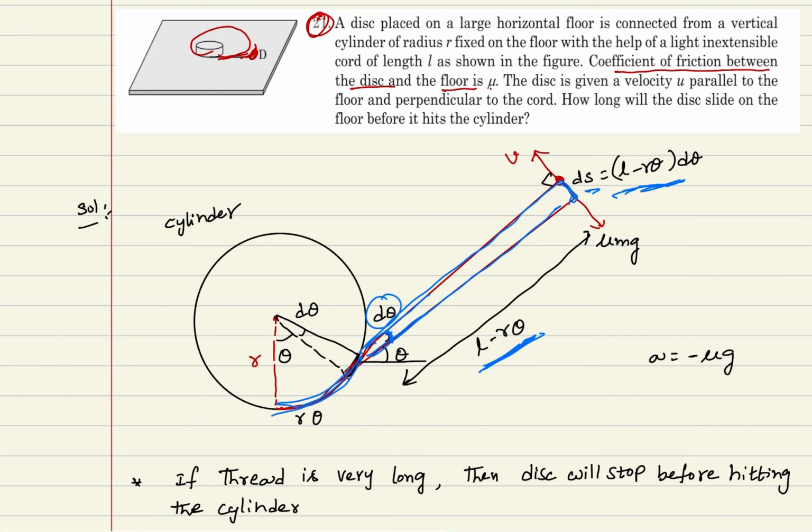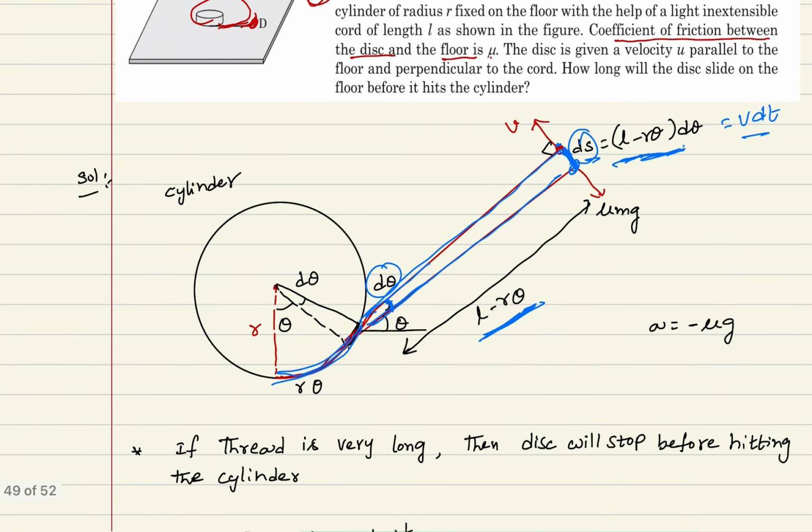This d theta, that is a ds. So we can say that this disk is moving a certain distance. That distance is ds = (L − R θ) dθ. The same value you can write as v dt. Now, while moving, this disk has a tendency to move in the upward direction.